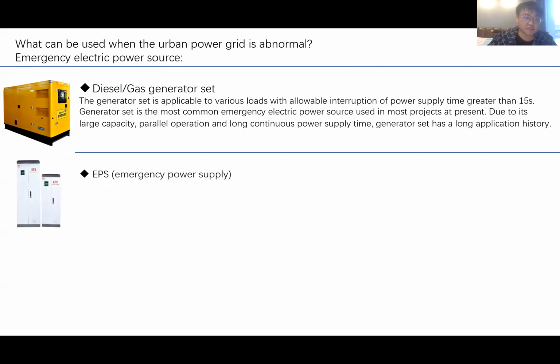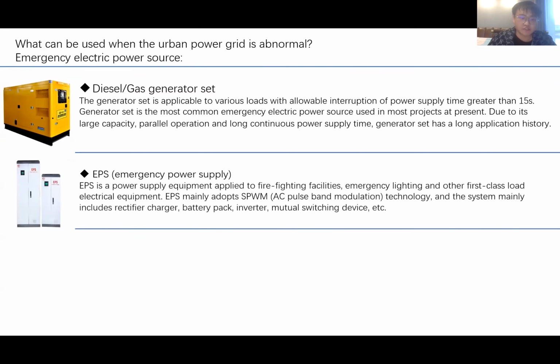The second is EPS, emergency power supply. EPS is a power supply equipment applied to firefighting facilities, emergency lighting, and other first-class load electrical equipment. EPS mainly adopts SPWM technology, and the system mainly includes rectifier charger, battery pack, inverter, mature switching device, and so on.